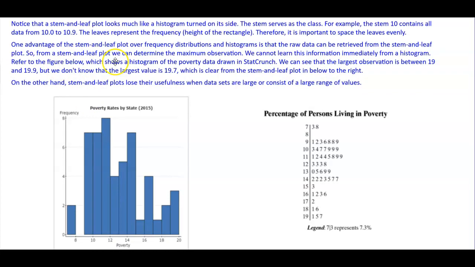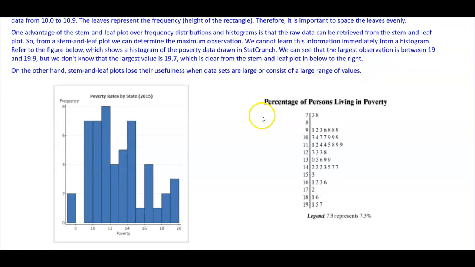So, from a stem and leaf plot, we can determine the maximum observation. We cannot learn this information immediately from a histogram. Refer to the figure below, which shows a histogram of the poverty data that is drawn in StatCrunch. Now, we can see that the largest observation is between 19 and 19.9. But we don't know that the largest value is 19.7, which is clear from the stem and leaf plot below to the right.